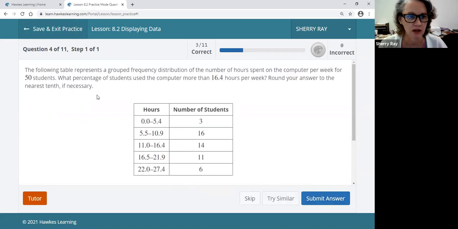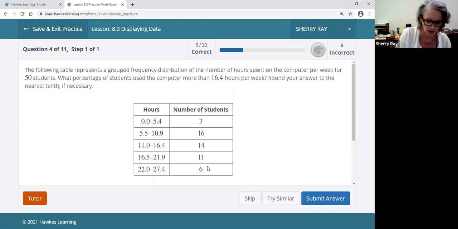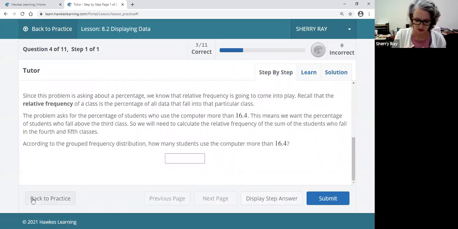On this one, it says the following table represents a grouped frequency of the number of hours spent on the computer per week for 50 students. What percent of students use the computer more than 16.4 hours? So more than 16.4, that would be these two, the 11 and the 16. So we're going to take 11 plus 16. And actually, let's go to tutor, see what it does. That might be a little easier.